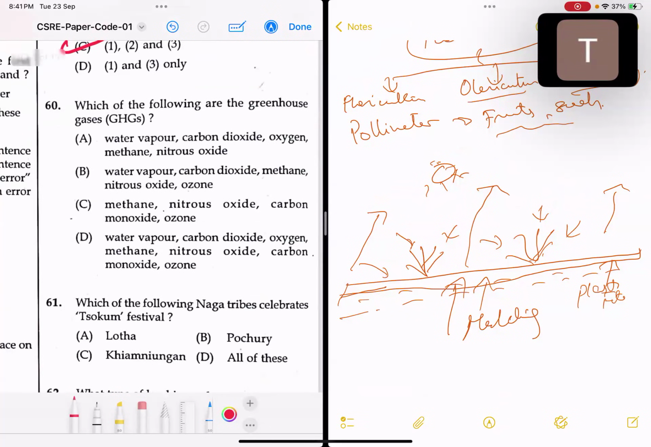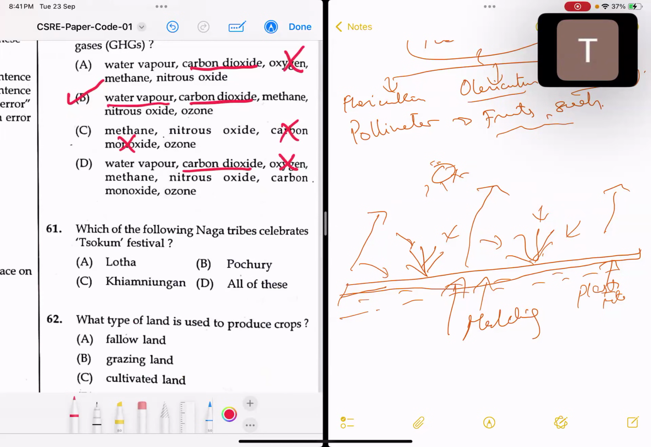Which of the following is greenhouse gases? Now, we all know that greenhouse gases are a group of gases that is responsible for warming the earth, right? So we all know carbon dioxide is a greenhouse gas, right? Oxygen is not a greenhouse gas, as we are all aware. So oxygen is out. Now again, carbon monoxide is also not a greenhouse gas, okay? Although carbon monoxide is harmful, it's not a greenhouse gas. So the correct option is B, okay? It includes water vapor, methane, nitrous oxide, and ozone.